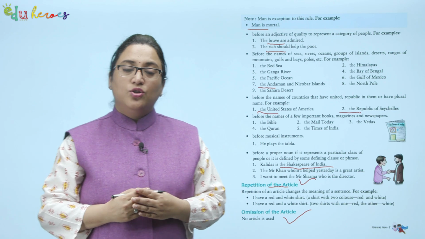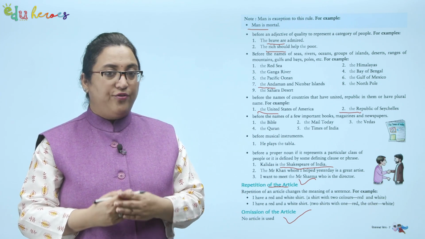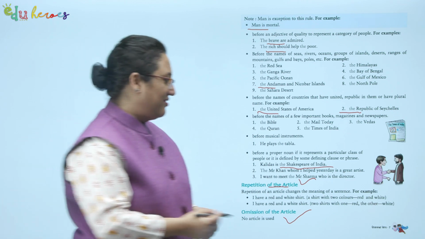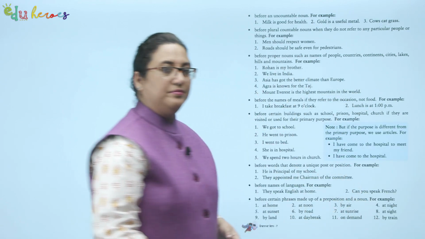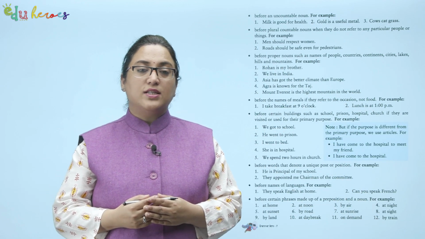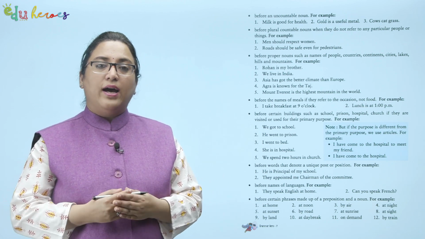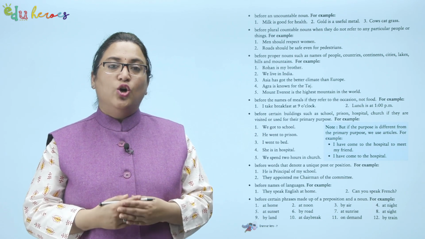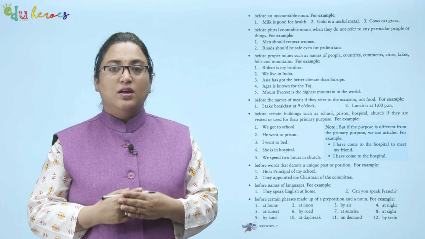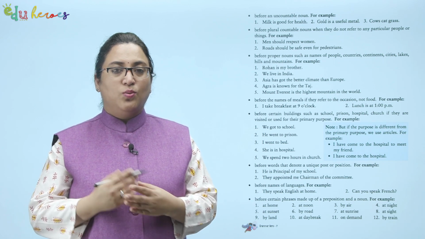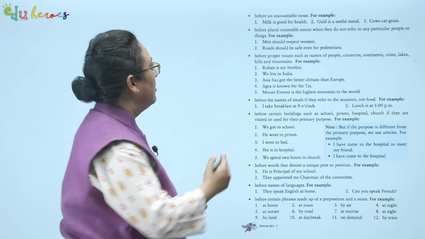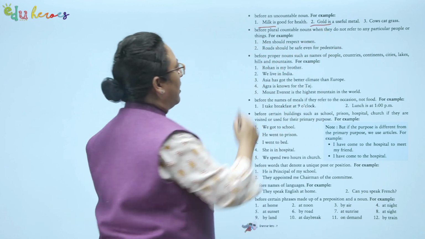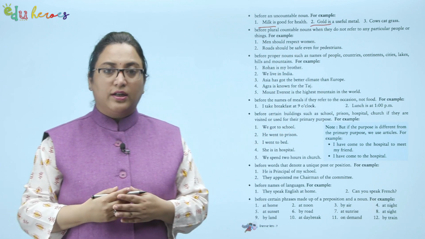In this category, you will read the sentences carefully and see if an article is required or not required. Now, in which cases we will use omission before an uncountable noun. For example, milk is good for health, gold is a useful metal, cows eat grass. So, what are the uncountable nouns here? Milk and gold here. Both are uncountable. So, we will not use any article here.